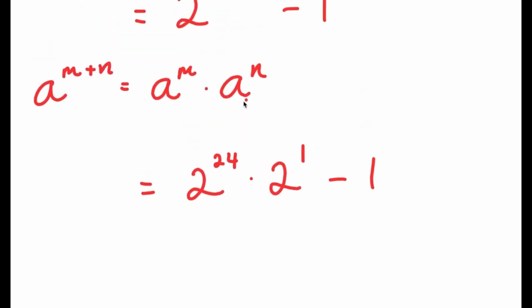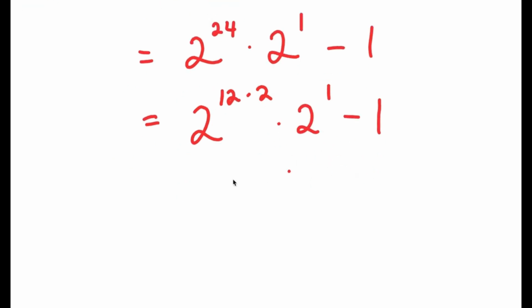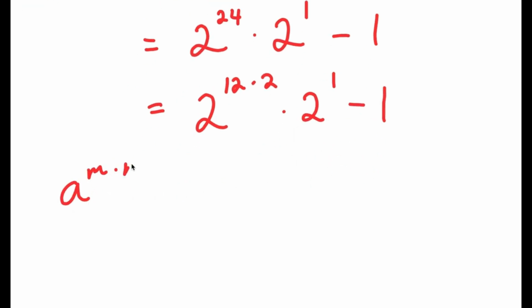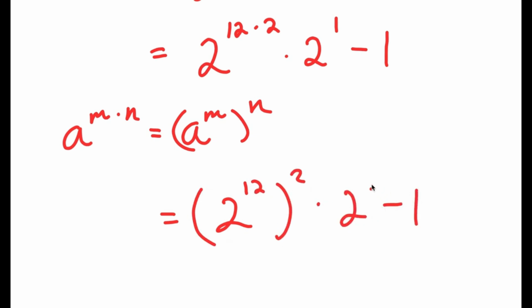Now basically our goal throughout this video is to change our values to be as small as possible, so then at the end we can do whatever we need to do with them to get our final result. So 2 to the power of 24, how do we simplify this and make it even smaller? I can rewrite this as 2 to the power of 12 times 2. Another property of exponents is that if I have something in the form a to the power of m times n, this is equal to a to the power of m, to the power of n. So 2 to the power of 12 times 2 is going to equal 2 to the power of 12 to the power of 2. And I have this times 2 minus 1.